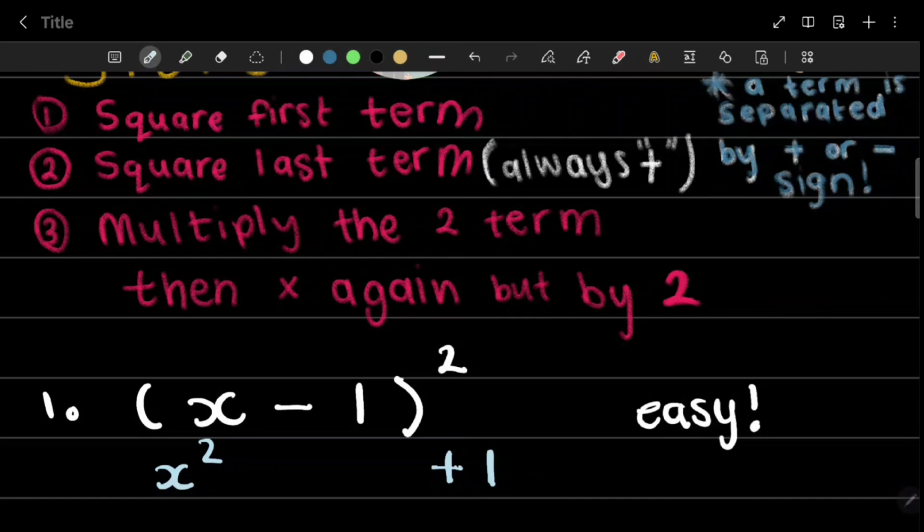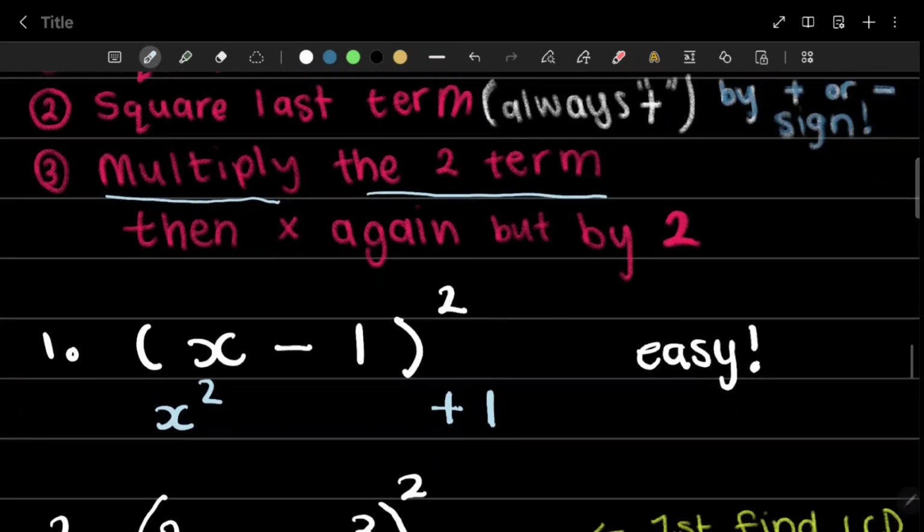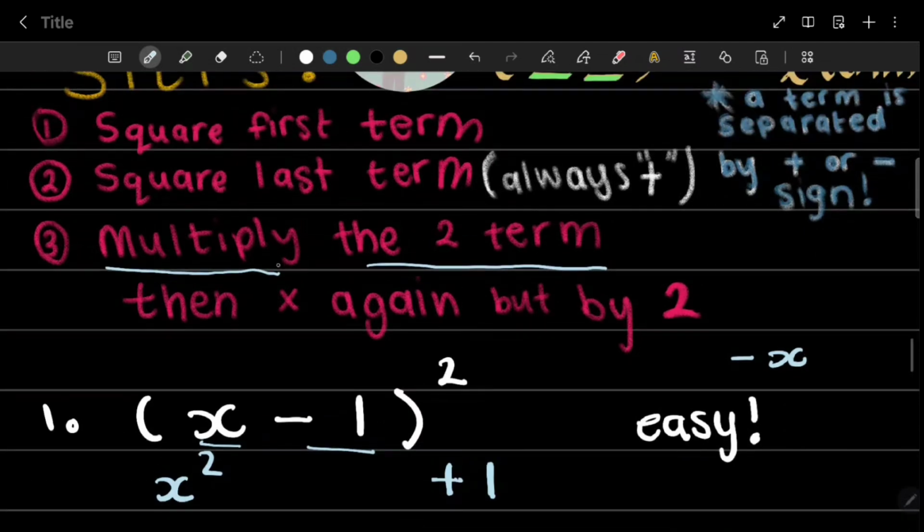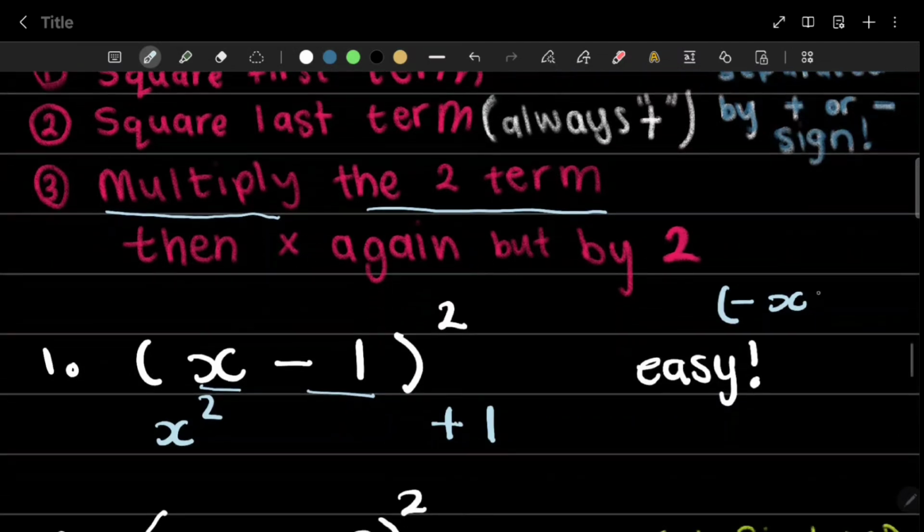Then we're off to step number 3. Step number 3 tells us multiply the two terms. Right. If we had to multiply x and negative 1, we would get negative x. But that's not all. Multiply the two terms and then multiply again, but by 2. So we're going to multiply this by 2, and that's going to give us negative 2x. And there, you've just completed a question in less than 10 to 15 seconds.